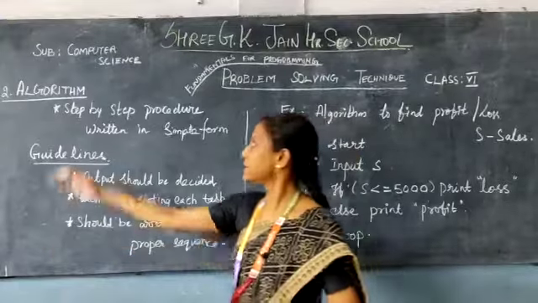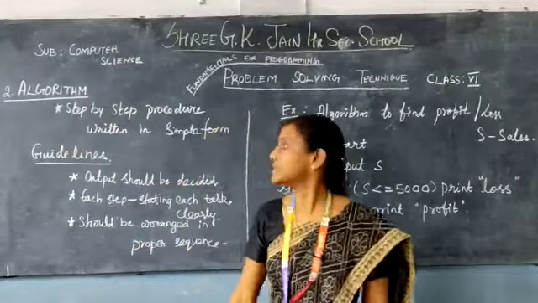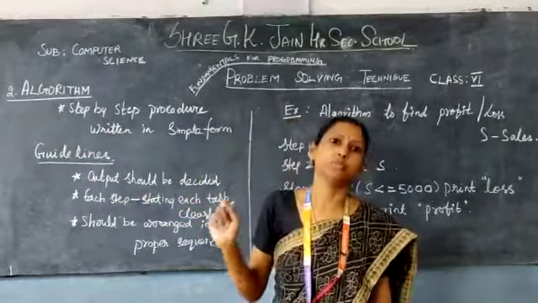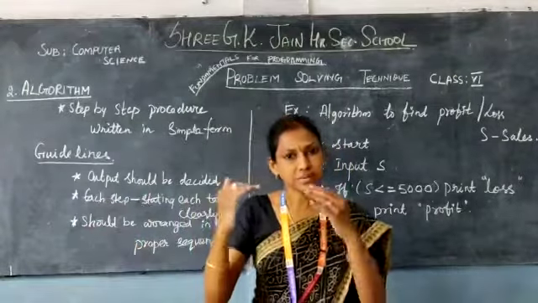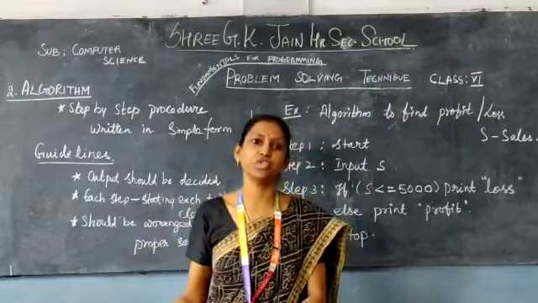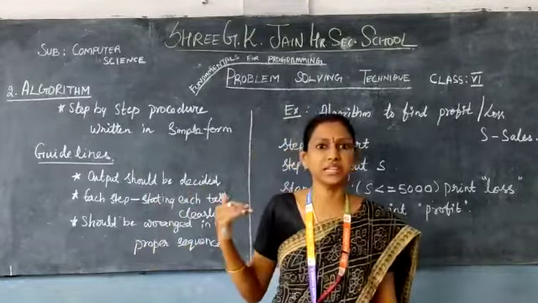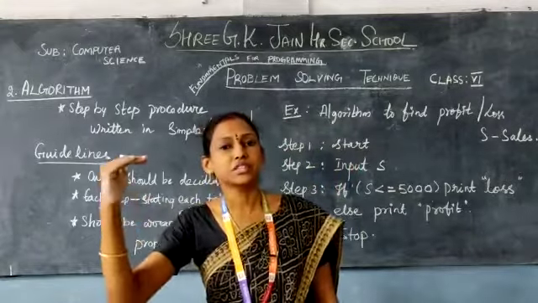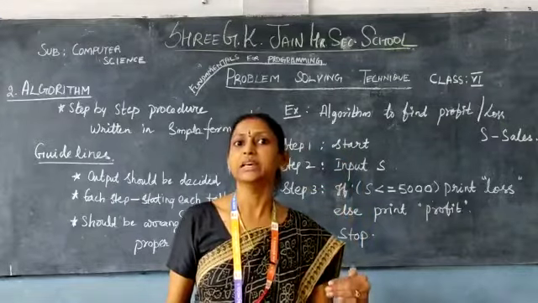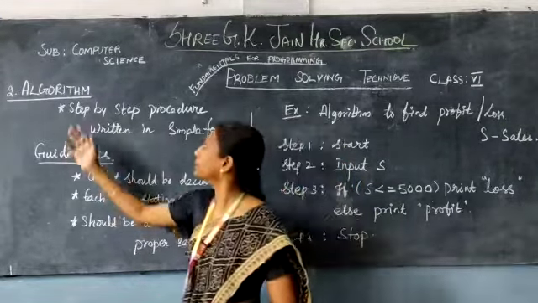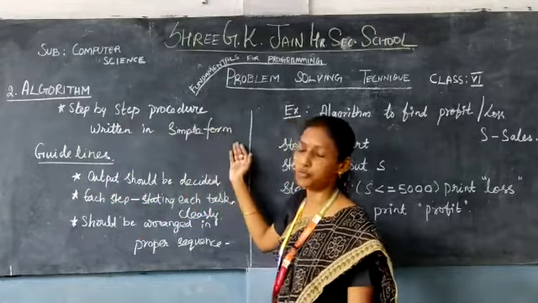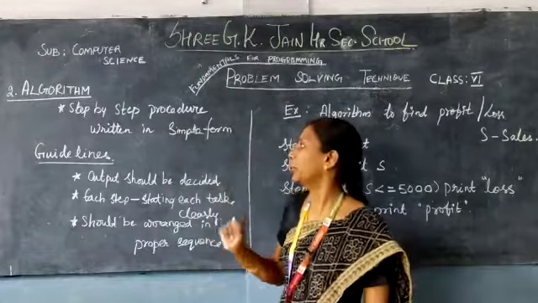Okay? The second technique is algorithm. An algorithm is a step-by-step procedure written in simple form to solve a problem. This is a step-by-step procedure written in simple form, simple English language. We are writing this algorithm in simple English language, but it is a step-by-step process. We have to give each and every step clearly. So then this is known as algorithm. Algorithm is a step-by-step procedure written in simple form to solve any problem.